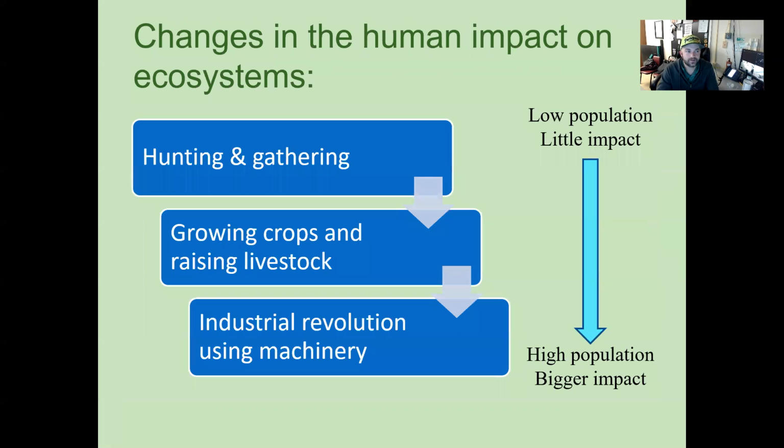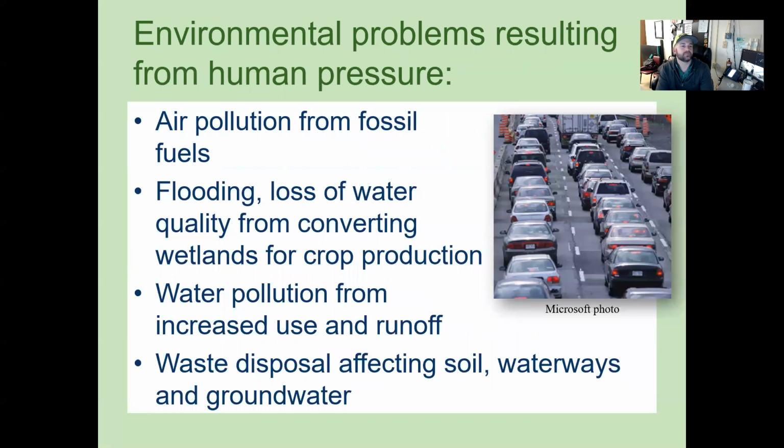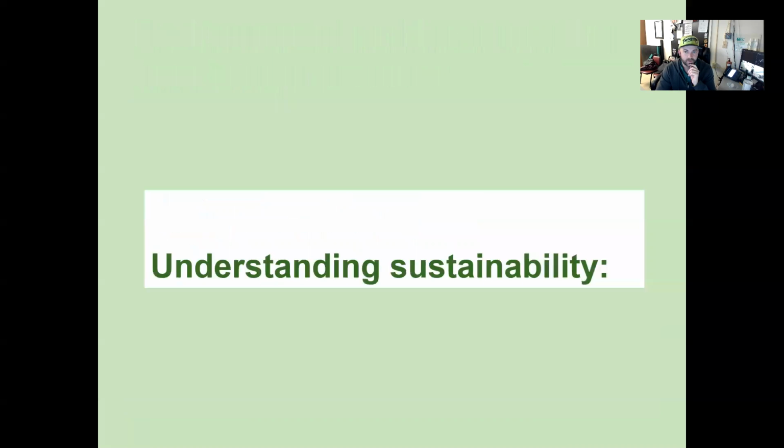Now the human impact. Human impact on ecosystems has changed from hunting and gathering, to growing crops and raising livestock, to the Industrial Revolution using machinery. So there was low population at the beginning, and high population having a bigger impact at the end. Environmental problems resulting from human pressure include air pollution from fossil fuels, flooding, loss of water quality from converting wetlands for crop production, water pollution from increased use of runoff, and waste disposal affecting soil, waterways, and groundwater.